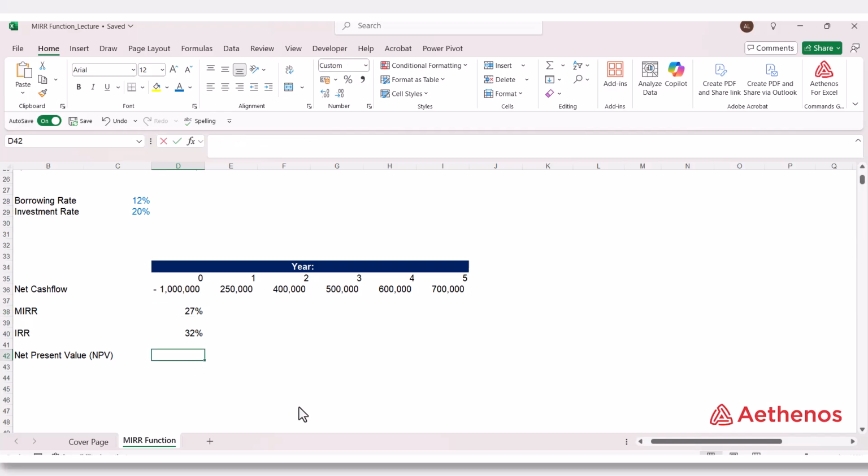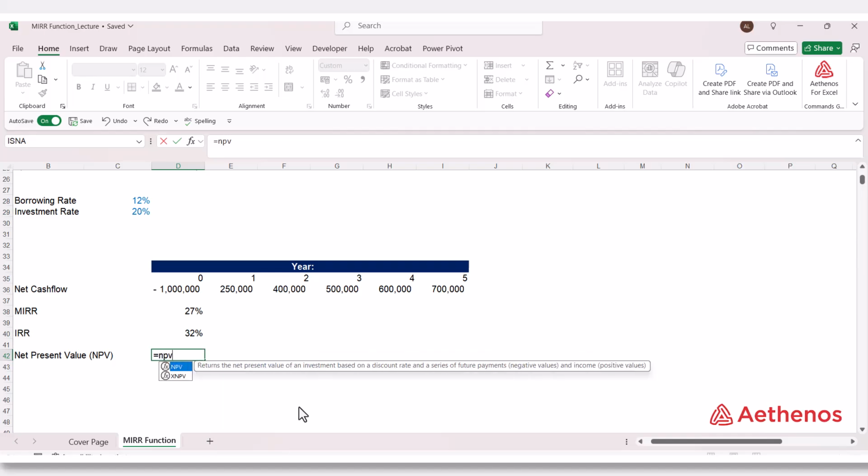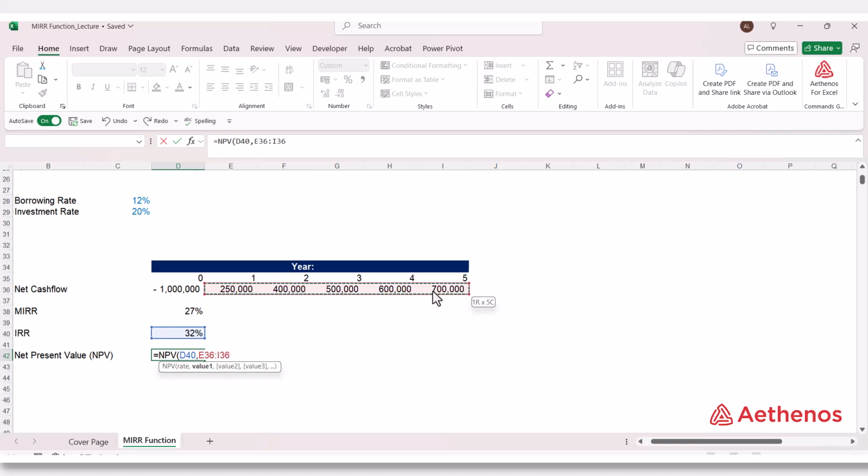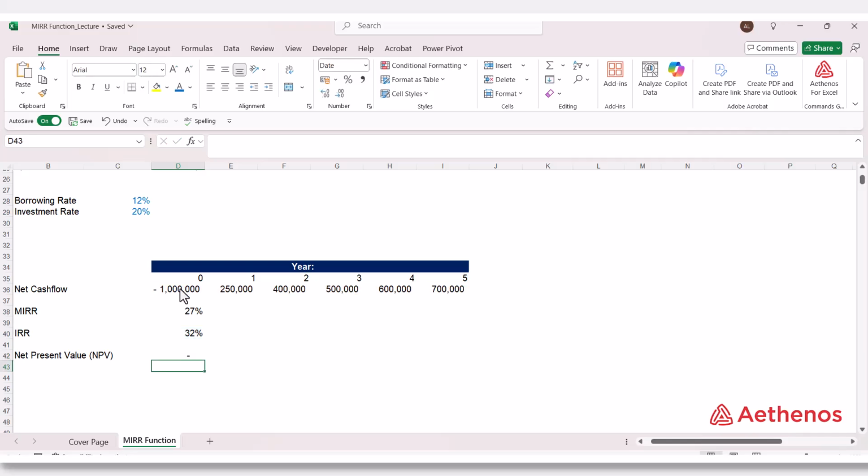So if we calculate NPV, so we'll use NPV using the rate of IRR and then the cash flows, and we add the investment separately and we get 0. So IRR is correct because it's theoretically the rate at which NPV becomes 0. But when we consider the borrowing rate and the investment rates, this is the actual IRR we are getting out of the project.